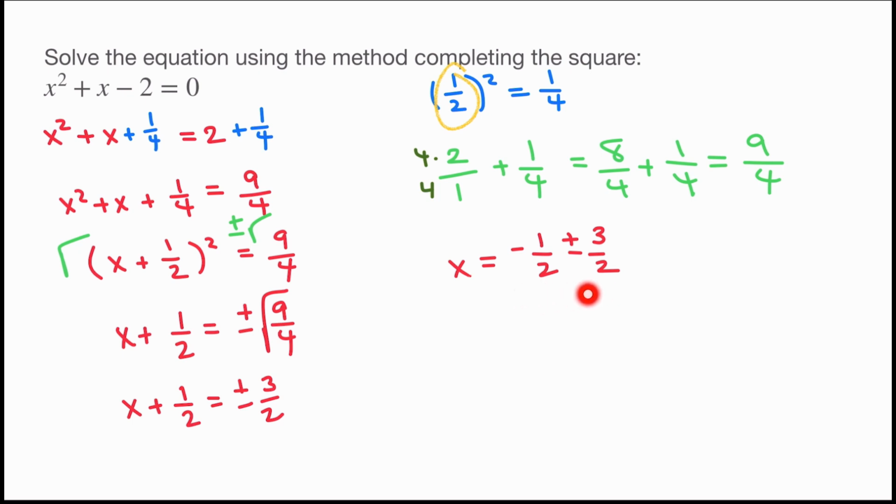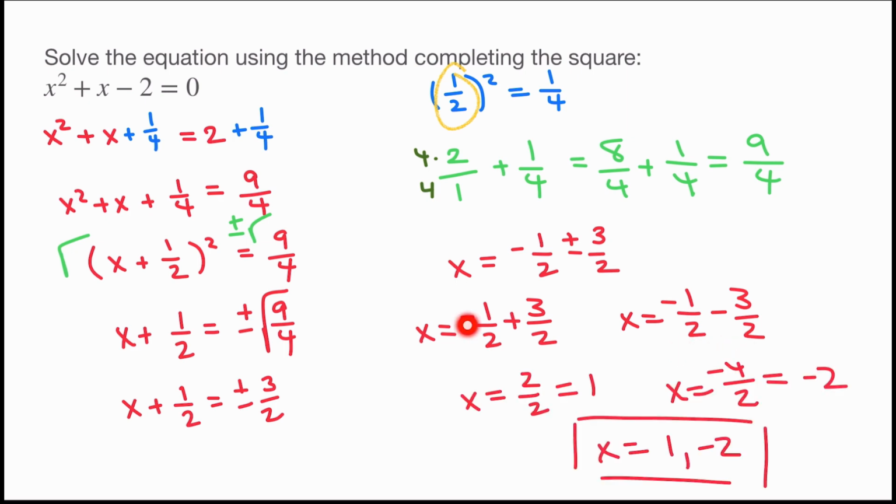This time we can go further because there's no square roots in the equation or the answer. Negative 1/2 plus 3/2, so we can do that, and then we'll do negative 1/2 minus 3/2. Minus 1/2 plus 3/2 is 2 over 2 or 1. Minus 1/2 minus 3/2 is minus 4/2. That's minus 2. So I've got answers of 1 and negative 2.